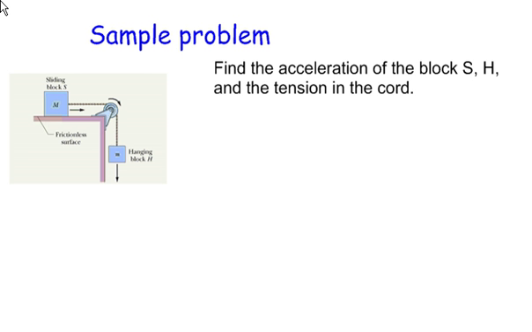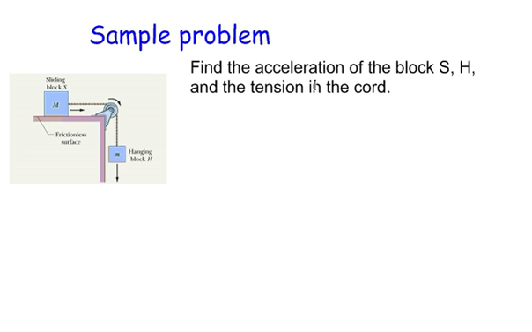Okay, we're going to look at a couple sample problems here. The first one is a situation where there are two blocks, one hanging with a little mass m, and one sliding along a frictionless table with big mass M, going over a pulley. The pulley is frictionless, and we're assuming the rope is also massless. Those are important assumptions. The question is: find the acceleration of block S and block H and the tension in the cord.